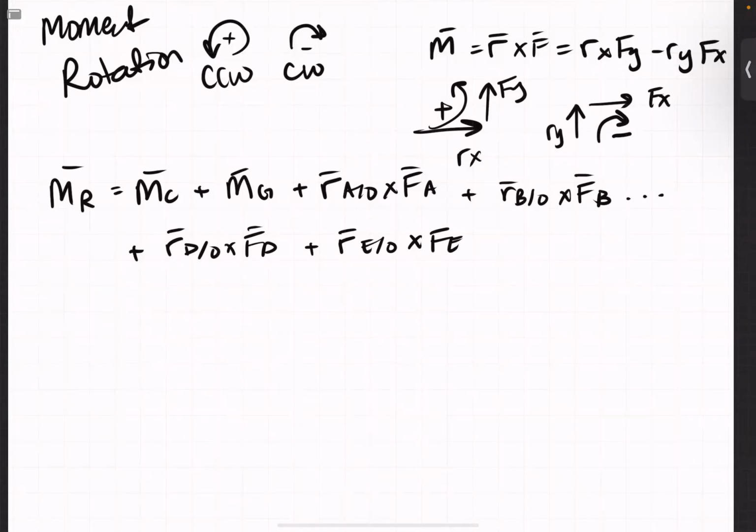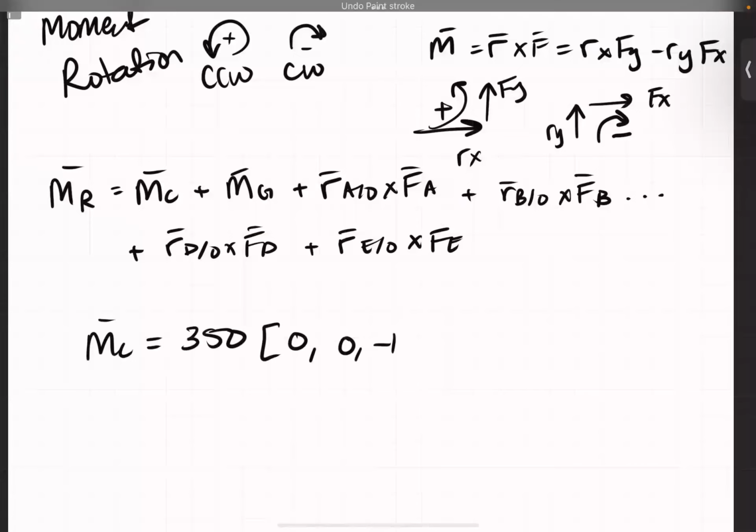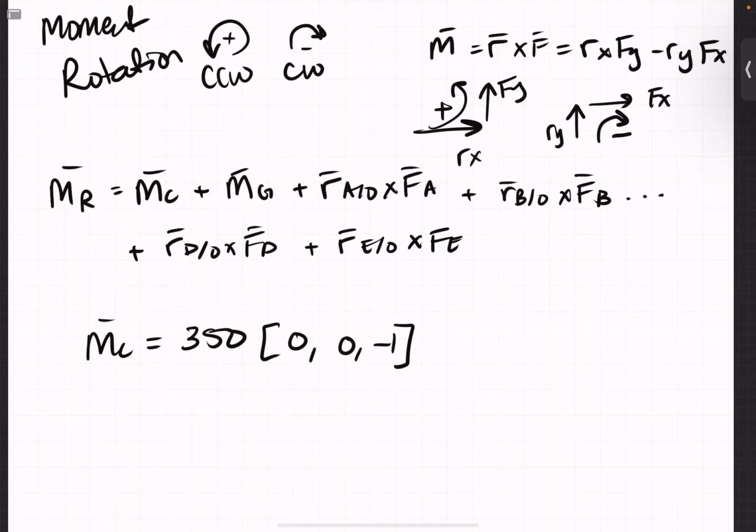It is negative. And this is a great point, because the variable, we're adding a negative here. So this M of C is equal to 350, 0, 0, -1. So it is negative, but we're adding 500. So we're adding a negative.